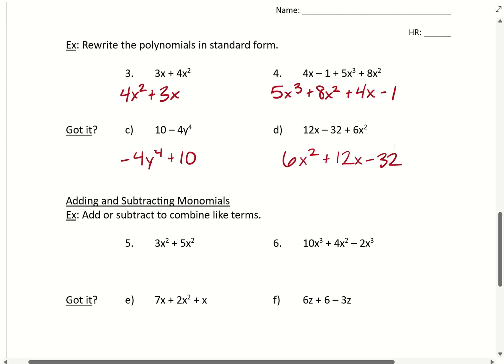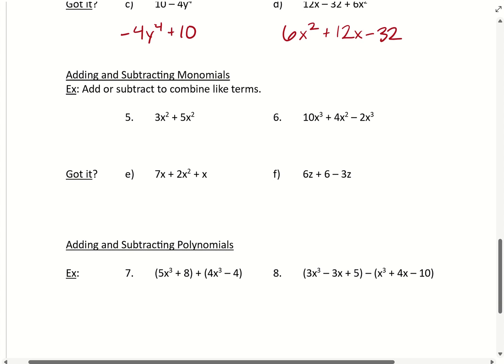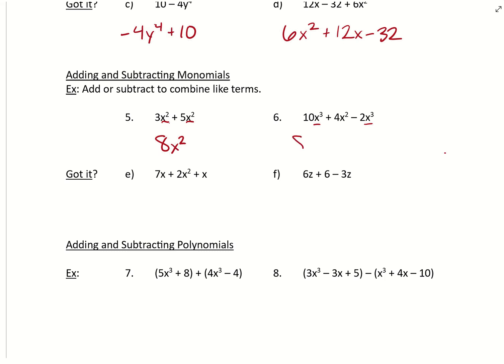Next up, we have adding and subtracting monomials. The examples say add or subtract to combine like terms. That's all we're doing here. This one, you'll notice we have x squared for both of these, so we're just going to go ahead and add them. So 3 plus 5 is 8, and it's just 8x squared. Nice and simple. On number 6, same thing. We've got 10x cubed and negative 2x cubed, so we can combine those. When we do that, we get 8x cubed. And then the 4x squared we can't combine with anything, so it's just going to be plus 4x squared.